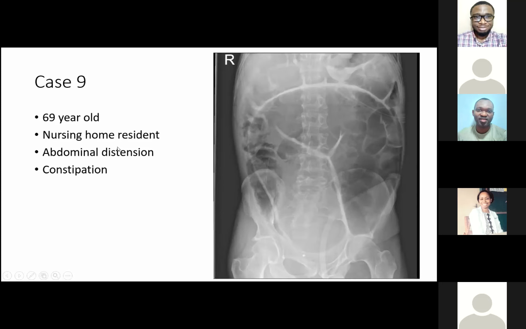Sigmoid volvulus. Yes, I mean, this is absolutely classical. Your coffee bean shape is pointing into the left iliac fossa. This is sigmoid volvulus. Some of these patients quite often have recurrent admissions, but yes, absolutely typical of sigmoid volvulus. So plain film is actually quite good for these recurrent attenders.